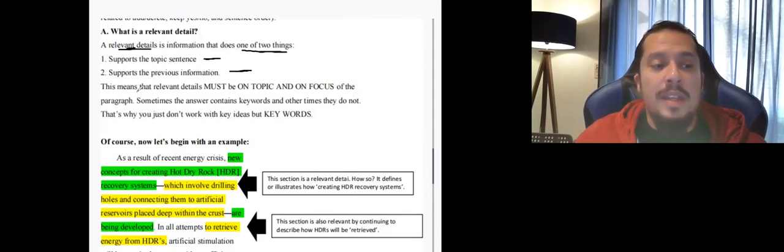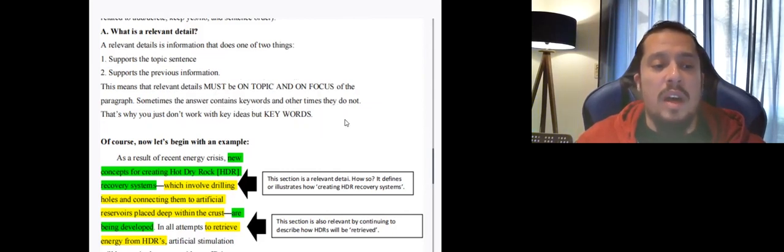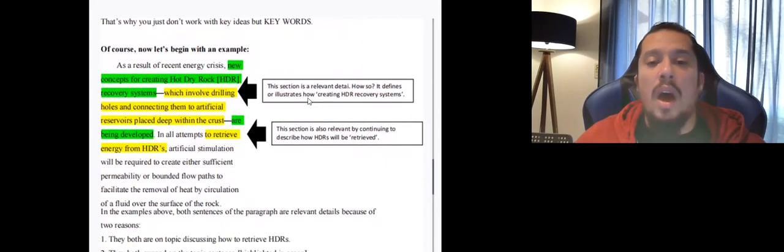Right? This means that relevant details must be on topic and on focus of the paragraph. Sometimes the answer may contain keywords, other times they do not. That's why you just don't work with keywords. Of course you know this, Mr. Hakan, we don't work on keywords. We focus on the main idea, we focus on key ideas, not just anything.